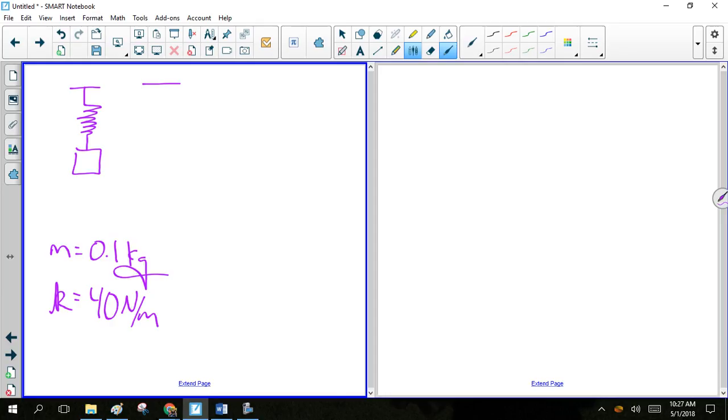Yeah, you're right. So the equilibrium point is going to be the point at which your net force is 0, right? So that's the point at which the force of the spring equals the force of gravity, right? Yeah. So yeah, that's awesome.